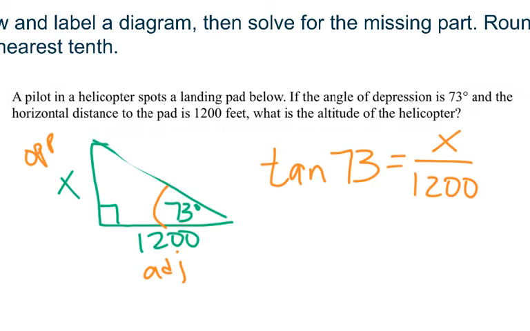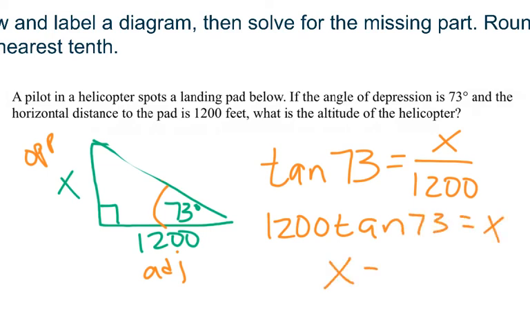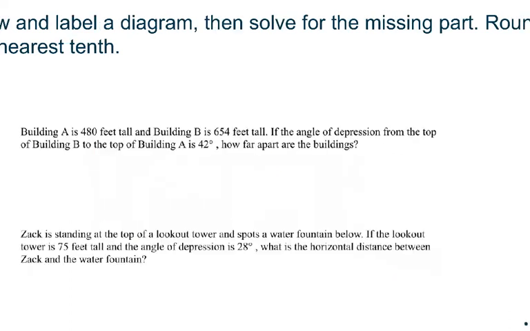The last thing I'm going to do is, since I'm dividing by 1200, I'm going to multiply both sides by 1200. Alright, so I'm going to put that in my calculator, and I get 3,925 feet. Alright, let's do another one.